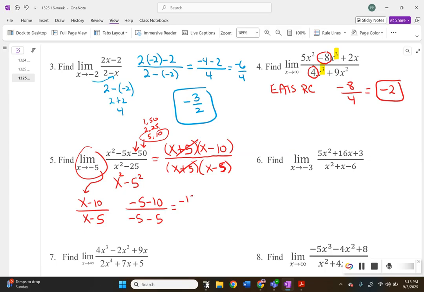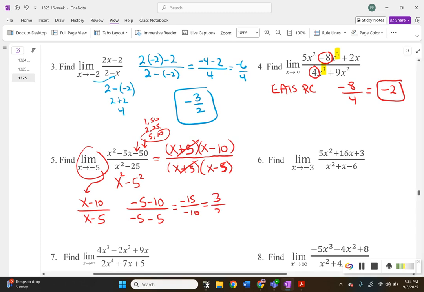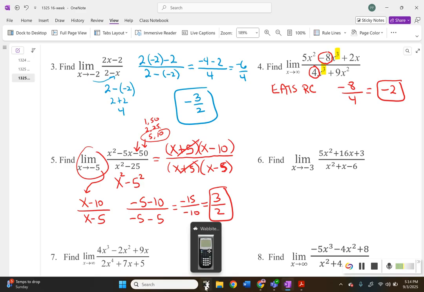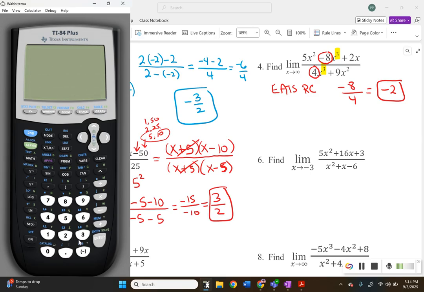And I get negative 15 over negative 10, which reduces. It's going to make it positive, and I can take a 5 out of both, so that's going to be 3 over 2. And just a reminder, your calculator will nicely reduce it for you if your brain is not working. So on your calculator, if you were to type in negative 15 divided by negative 10, and then go to math, frac, it always will put it back into reduced fraction form for you. So 3 over 2.